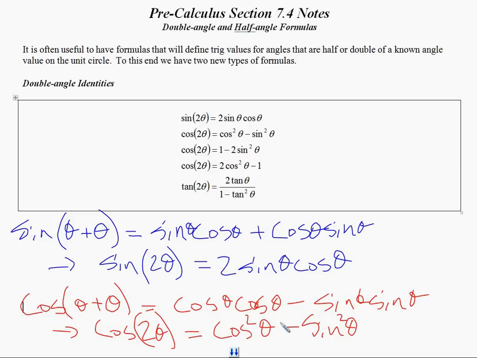Now, one caution here, a common error is to think of this as your Pythagorean identity. Notice that this is a subtract or a minus symbol, not a plus, so this does not equal 1. So let's use these and take a look at a couple examples.